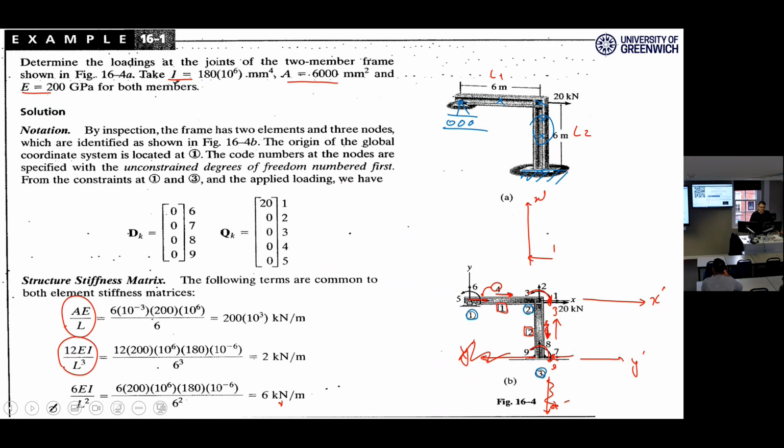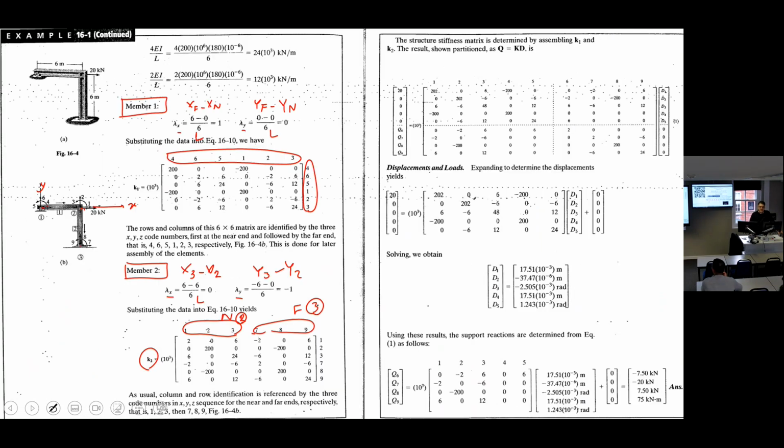What is AE over L? It is 200,000 kilonewton per meter, multiplied by lambda x, which is 1. Power of 2 is still 1. So it should be 200,000 multiplied by 1, so it is 200,000. 1,000 is here, 200 is here, right? Likewise for the rest. Many of them are 0 because lambda y is 0, so many terms are 0.